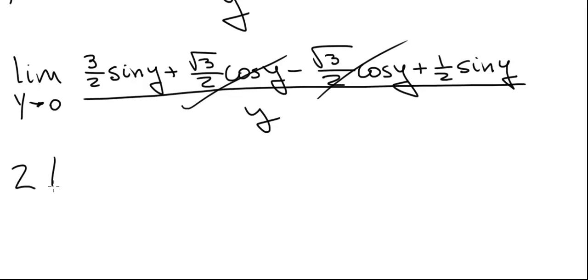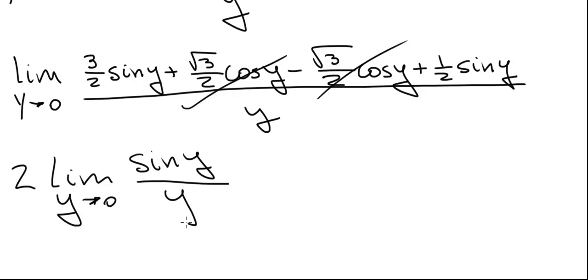That's 2 times the limit as y approaches 0 of sine y divided by y. Of course, that limit is 1, and our final answer happens to be 2. The answer is 2. Let me summarize.